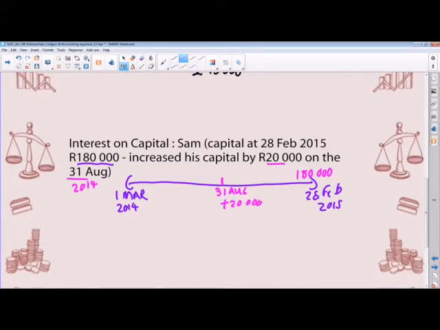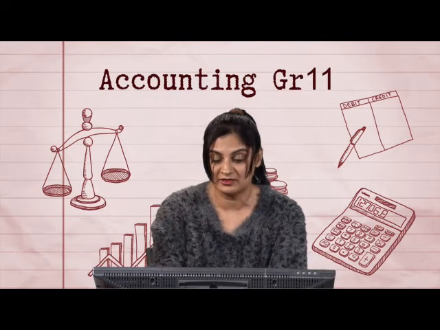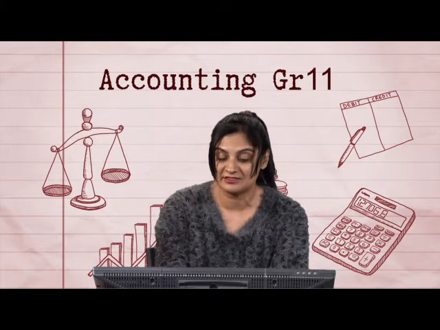Right, so in terms of the information, how much capital did Sam contribute on the 1st of March 2014? In other words, they're asking us to now work backwards. Remember, at the end of the year, his capital is 180,000. He did increase his capital by 20,000.